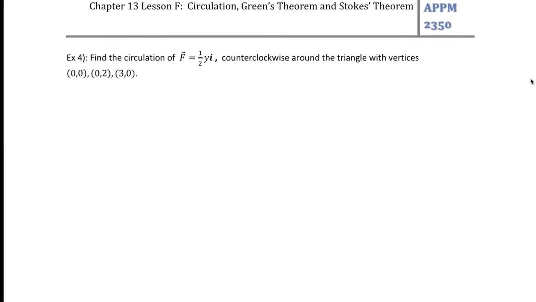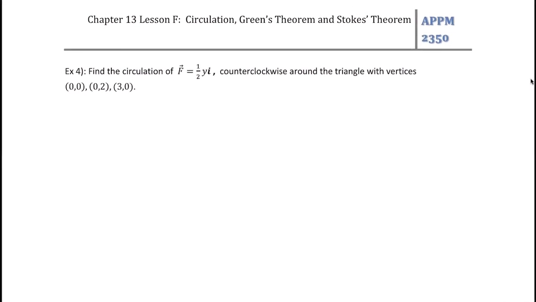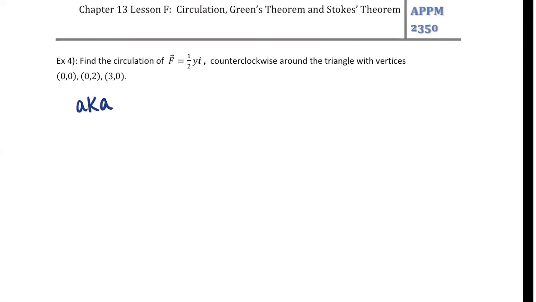Okay, so let's try a couple of examples with Green's theorem. I'd like you to take this vector field F. I want you to find the circulation counterclockwise around this triangle. And I want you to try it two different ways because we've now learned two different methods.